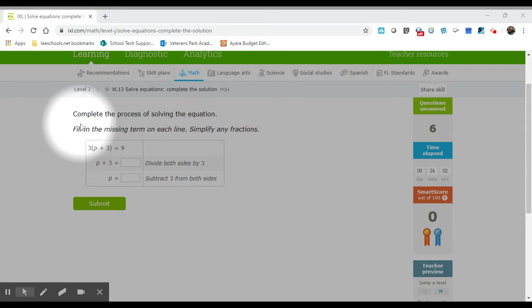Okay, so here are the directions. This says, complete the process for solving the equation. Fill in the missing term on each line. Simplify any fractions.